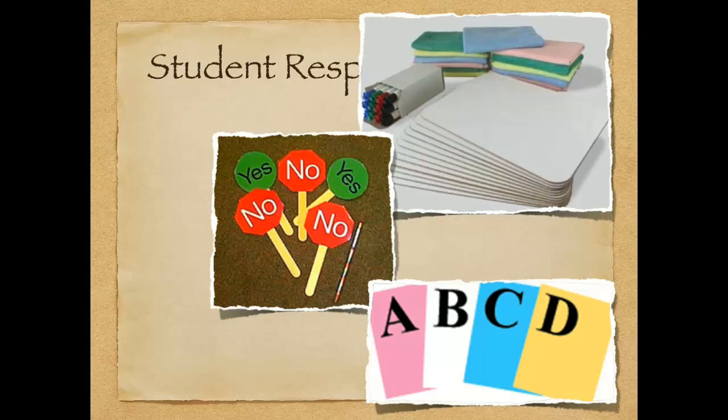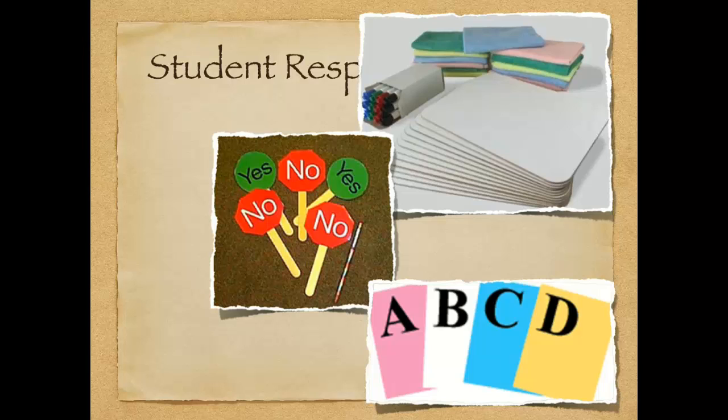The yes-no signs and the ABCD signs have an advantage in that you can scan the room almost instantly and check for understanding, while with marker boards, you have to take at least a short amount of time to decipher and read each student's answer. But that's not a major problem. So these are some ways that you can get feedback from all the students quickly.